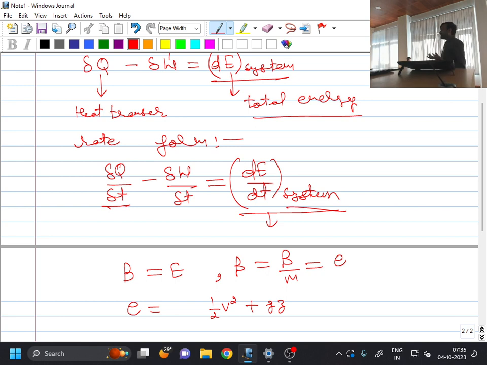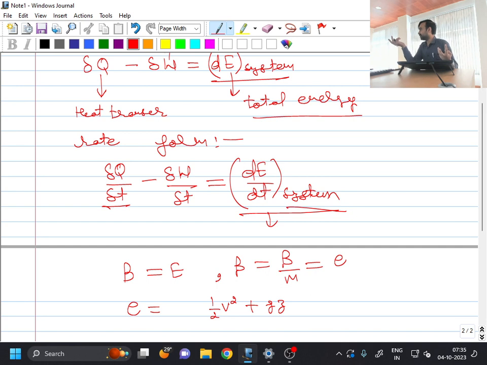What does E represent? E represents the total energy. So that is the sum of macroscopic energies plus microscopic energies. I have discussed the macroscopic energies as half V squared and gz. These are nothing but the kinetic and the potential energies.